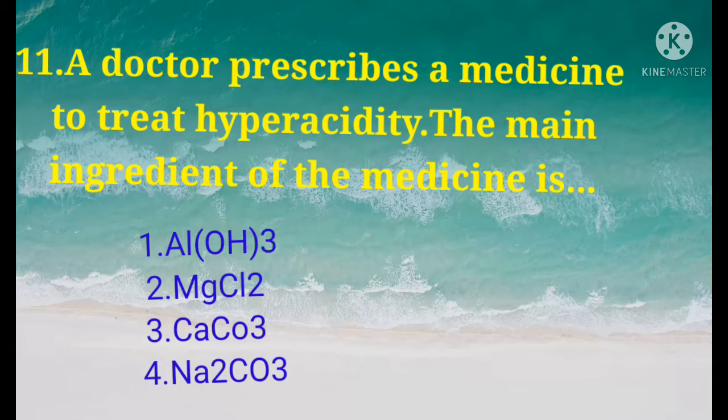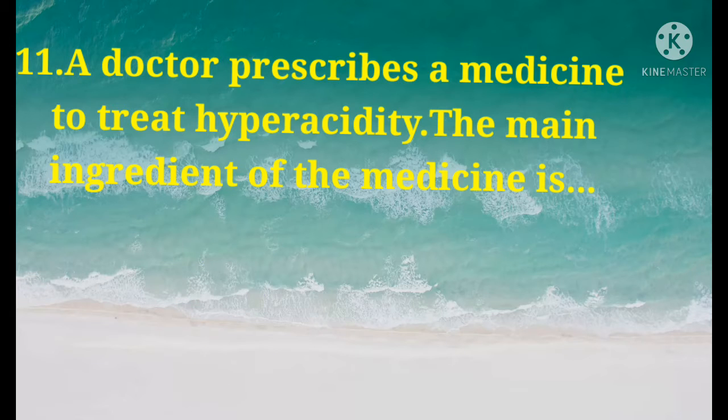It helps to protect the lining of the stomach from acid irritation, heartburn, and also acid indigestion. So aluminum hydroxide is a main ingredient used to prepare antacid.